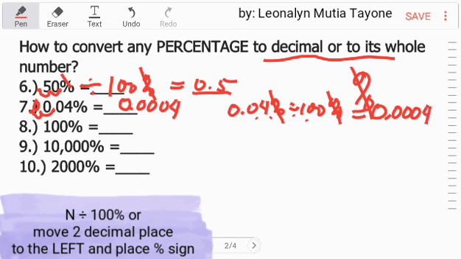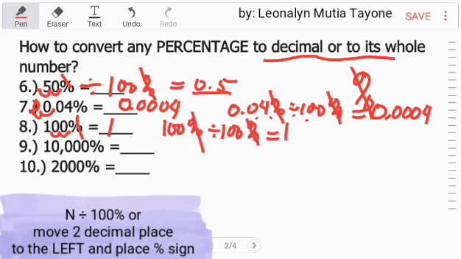Number 8, 100%, para ma-convert into decimal or any whole number. Itong point na to the left tayo, 1, 2. So, 1 ang sagot dyan, at cancel out na si percent sign. Or, 100% divided by 100% para ma-cancel out ito. So, 100 divided by 100, that is 1.